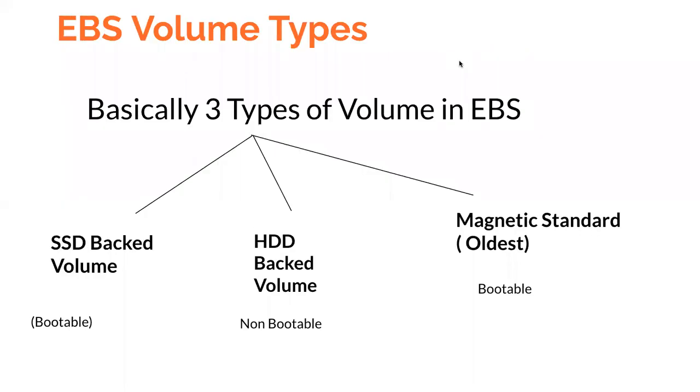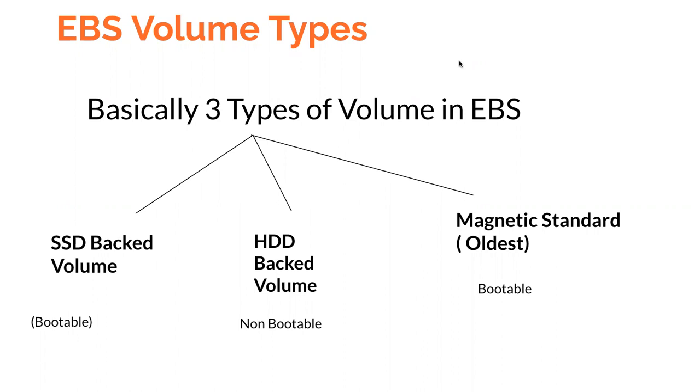Let's see EBS volume types. Basically there are three types of EBS volume in our AWS panel. First is SSD backed volume, second is HDD backed volume, and third is magnetic. The total types of volume is five, and we will see them next.